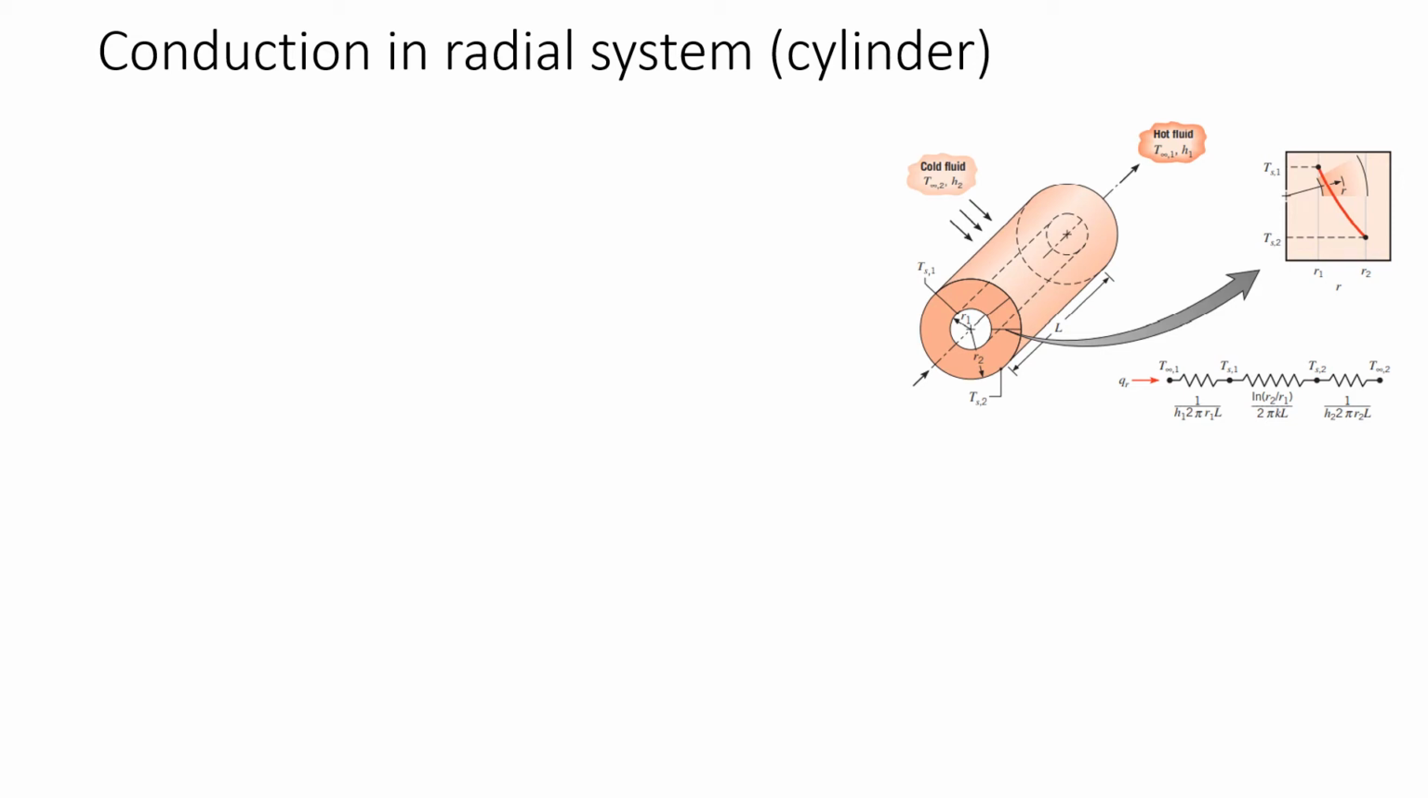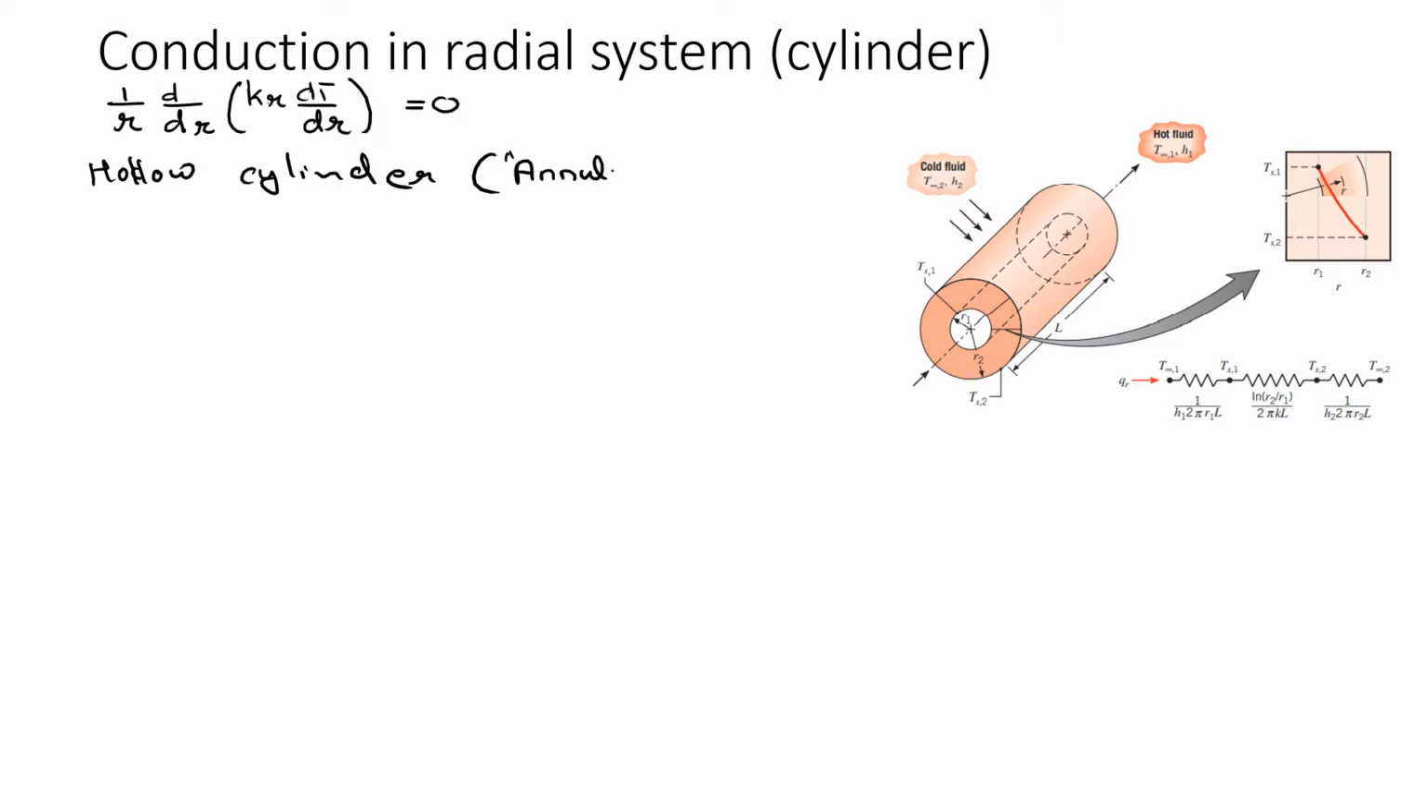Okay, let's do another example and let's make it a bit difficult and let's consider conduction in a radial system or a cylinder. So let's say we have a hollow cylinder, and sometimes it's also called an annulus. So in the textbook or in some of the problems, if you see the word annulus, it means a hollow cylinder. And let's say the assumptions that are given are that there is no heat generation.